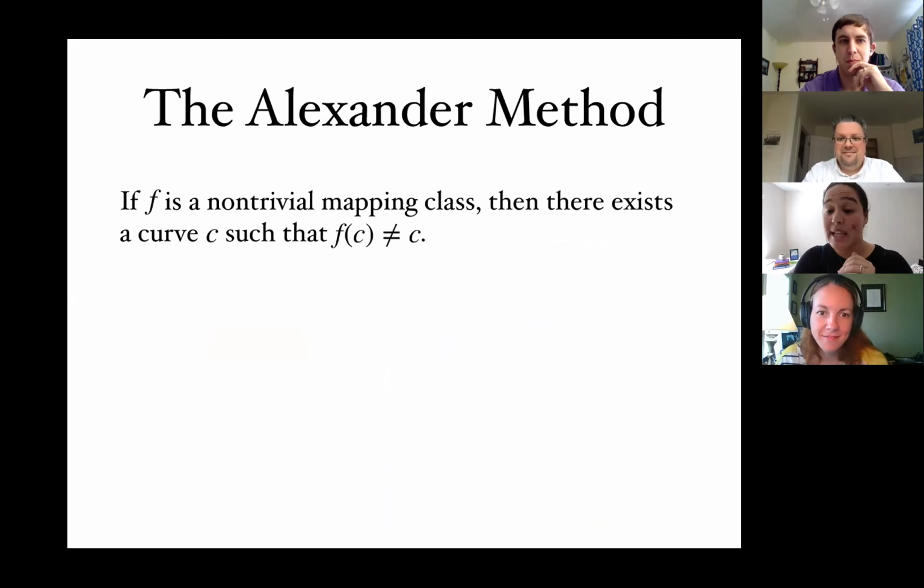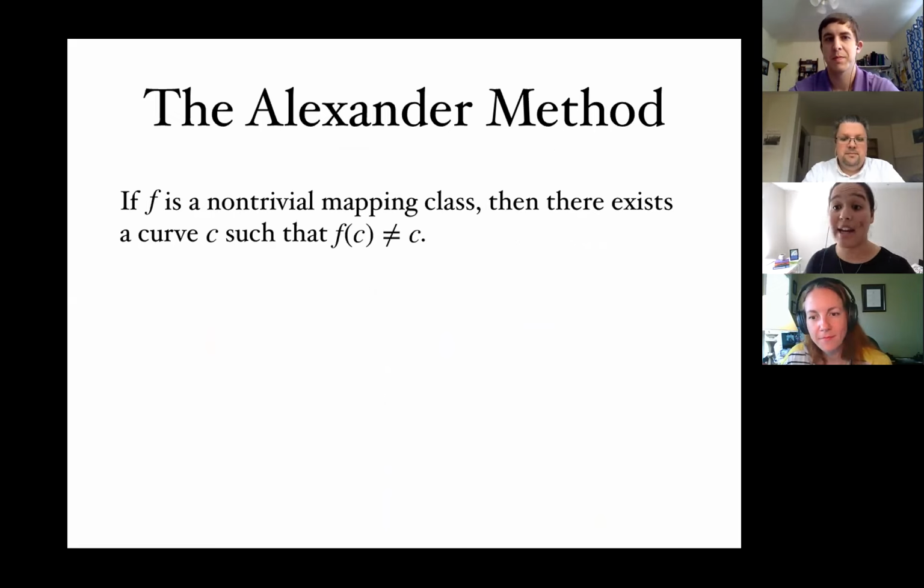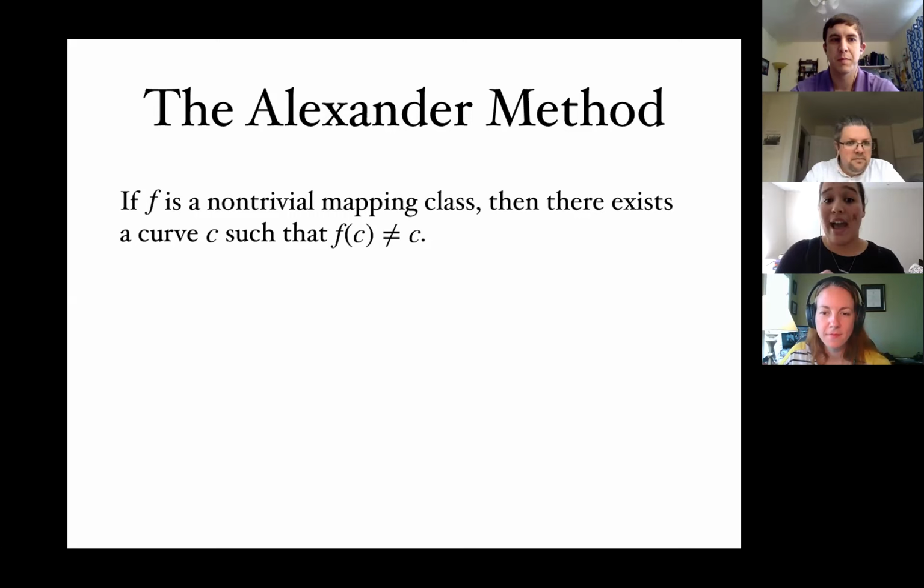But the key tool to show that this mapping class group has trivial center is using the Alexander method. So this is something that we have for finite type surfaces. And it's a way to tell whether or not your mapping class is trivial based on this very combinatorial condition, which is how it's acting on curves. So the statement is, if F is a non-trivial mapping class, so it's not homotopic to the identity, then there exists a curve C on your surface that is acted on non-trivially by F. So F of C is not equal to C.